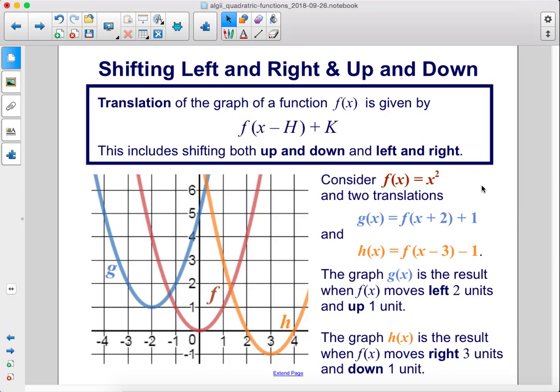Translation of the graph of a function f of x is given by f of x minus h plus k. This includes shifting both up and down and left and right. Consider f of x equals x squared and two translations. G of x equals f of x plus 2 plus 1, and h of x equals f of x minus 3 minus 1. The graph g of x is the result when f of x moves left 2 units and up 1 unit. The graph h of x is the result when f of x moves right 3 units and down 1 unit.